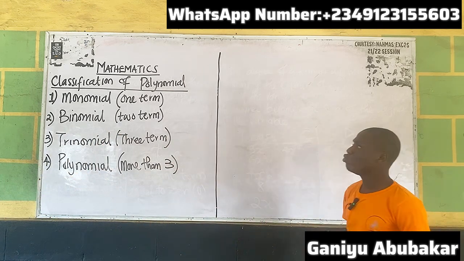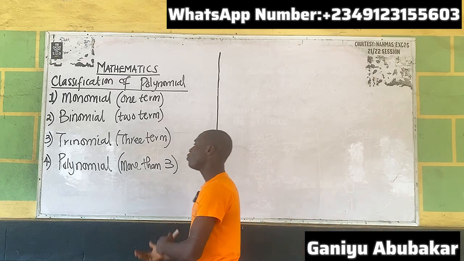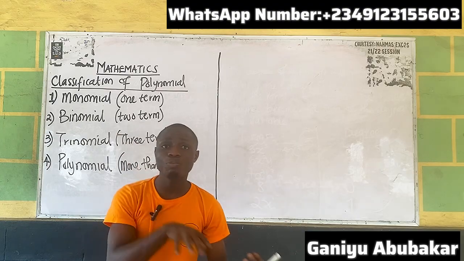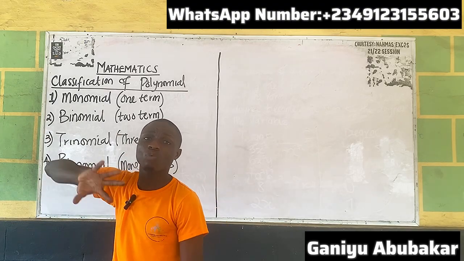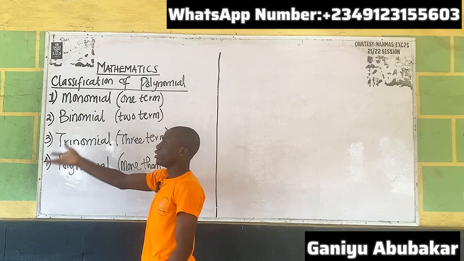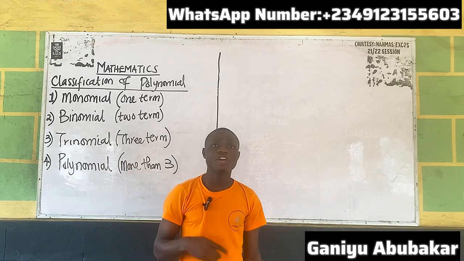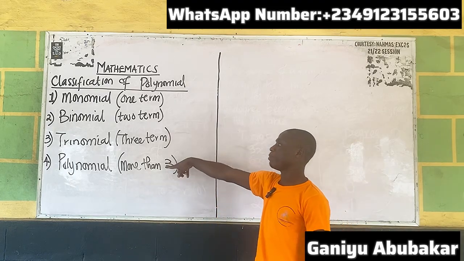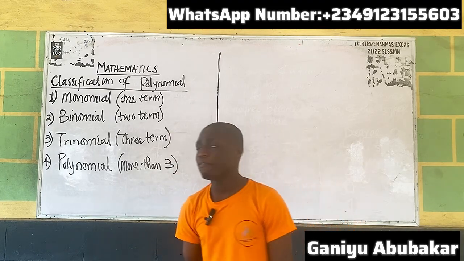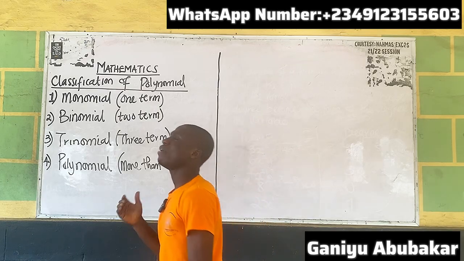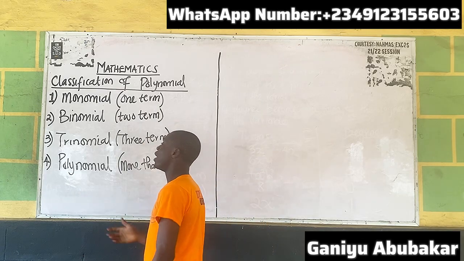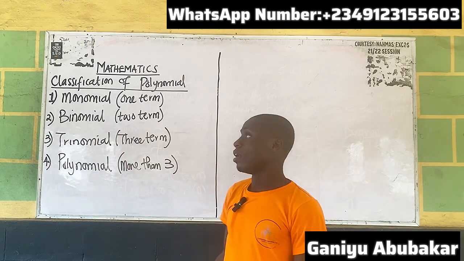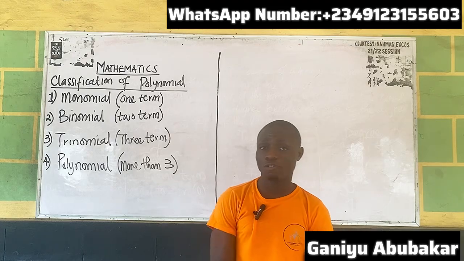Number one is called monomial, binomial, trinomial, and polynomial. Something is said to be monomial if it's just having one term. So a one-term expression signifies monomial, a two-term expression signifies binomial, a three-term expression signifies trinomial, and whenever the number of terms in a polynomial is more than three, it's said to be a polynomial expression or equation if you want to.